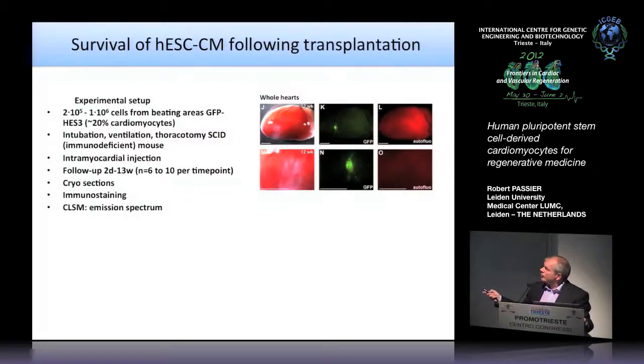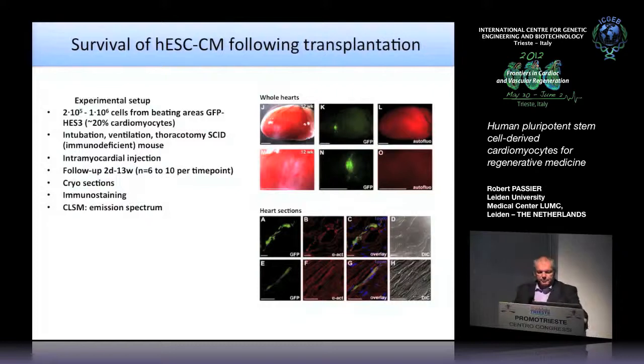So you can nicely see that there was a graft area expressing GFP, and this is a high magnification of that, and no fluorescence showing that's really GFP. We also confirmed that with stainings, etc.